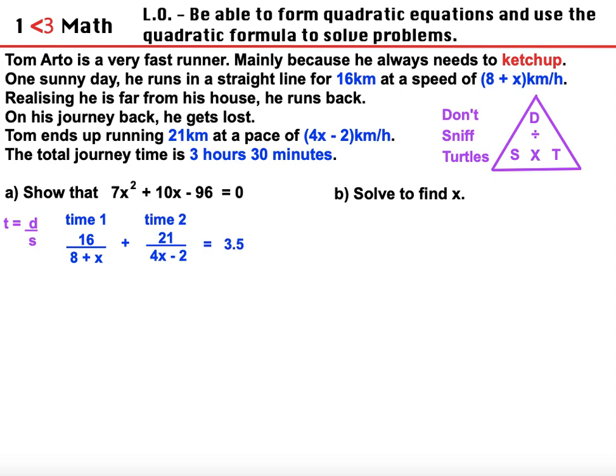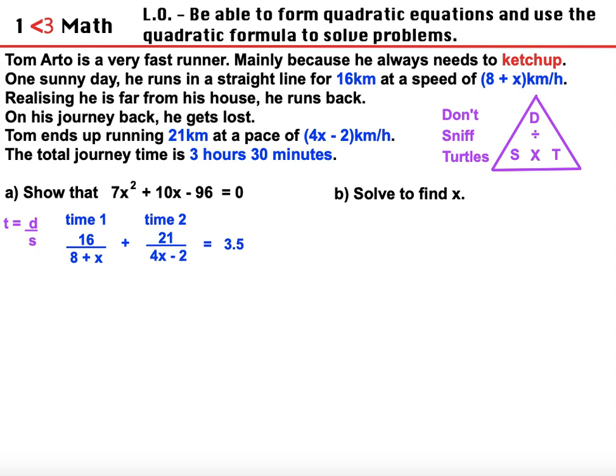Now, that equals 3.5, because whenever you're dealing with hours and minutes, we need to make sure that the minutes are written in decimal form, and 30 minutes out of 60 minutes is a half an hour, and that's 0.5. So 3 hours 30 minutes in decimal form is 3.5 hours.